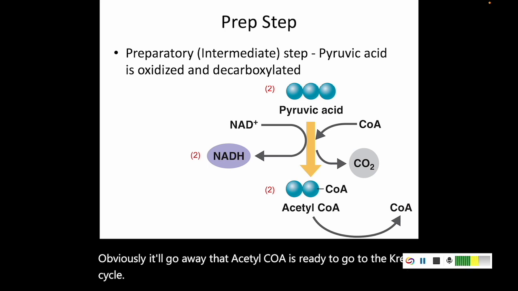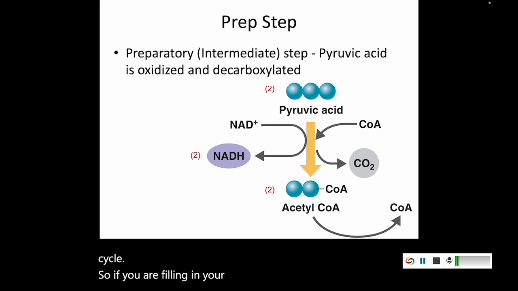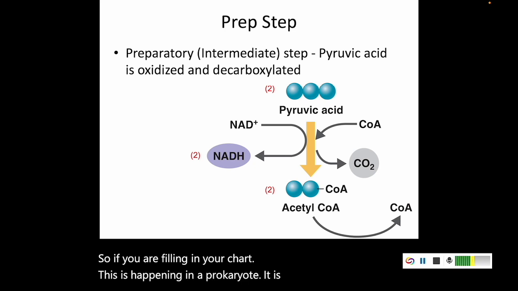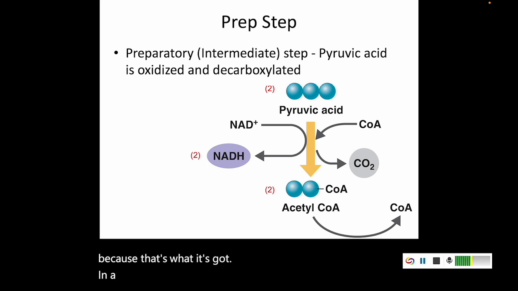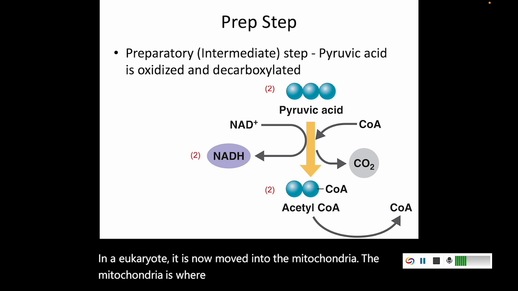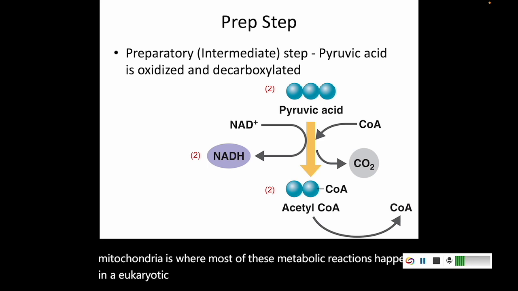So if you are filling in your chart, this is happening in a prokaryote. It is happening in the cytoplasm because that's what it's got. In a eukaryote, it is now moved into the mitochondria. The mitochondria is where most of these metabolic reactions happen in a eukaryotic organism.